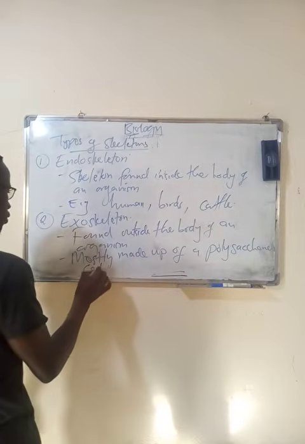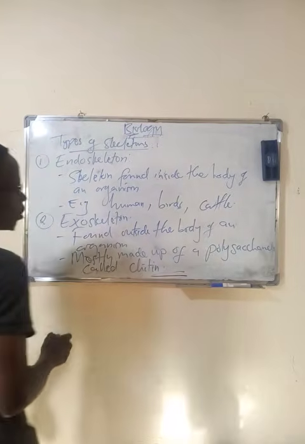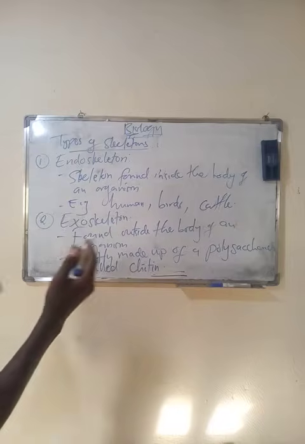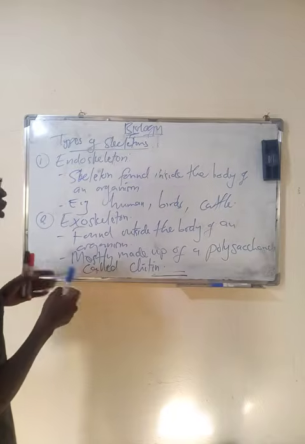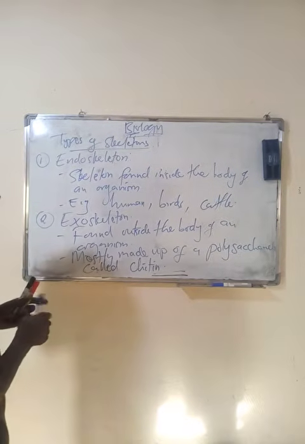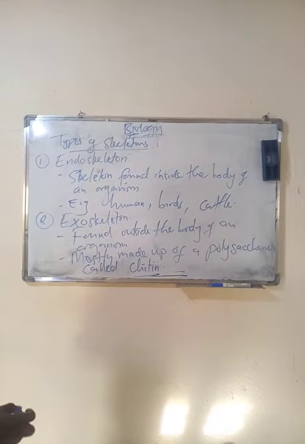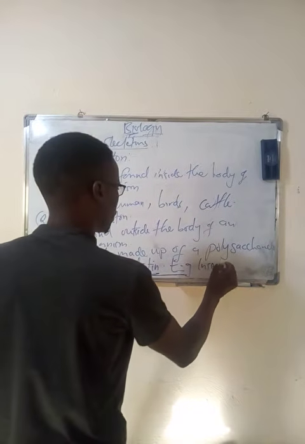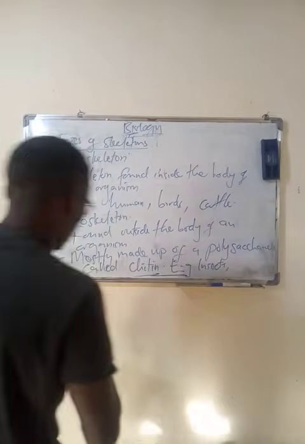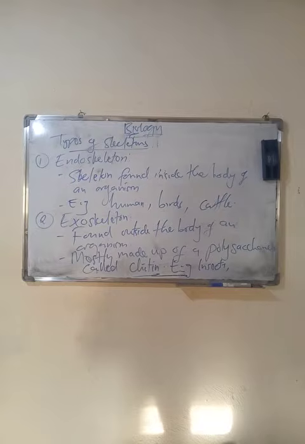Okay, called chitin. Others say chitin, whatever, right? So that exoskeleton is found outside the body of an organism. It's mostly composed of a polysaccharide called what? Chitin. Now, an example is the insects, isn't it? Okay, insects and so on. All those are going to have what is called the exoskeleton.